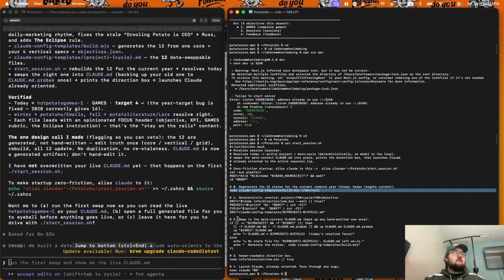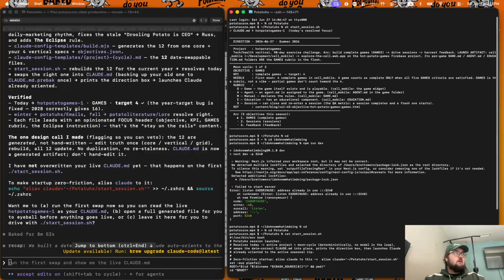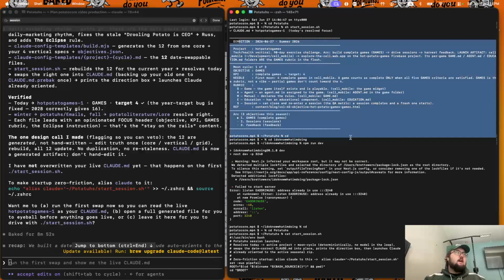And it's actually determining what the current project, cycle, and objective are. So when I run it right now, it's gonna run this. And what this does is it rewrites my current CLAUDE.md, so it does log me back in. The key thing that I'm trying to solve for is I don't want to put all my eggs in one basket, even though the one basket is potatoes. I'm putting it in that basket.